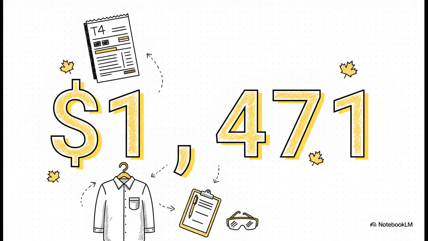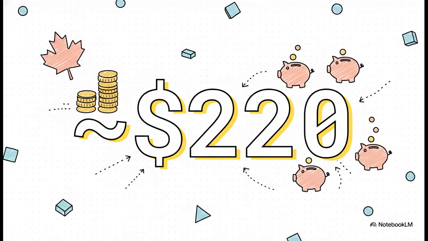Now, if you earn employment income, so basically if you get a T4 slip from an employer, you also get the Canada Employment Amount. This is to acknowledge all those little work-related expenses like uniforms or supplies. And yep, you guessed it, we apply our 15% rule. This credit saves you about $220 in federal tax. Now, it might seem small, but these savings really do add up, chipping away piece by piece.